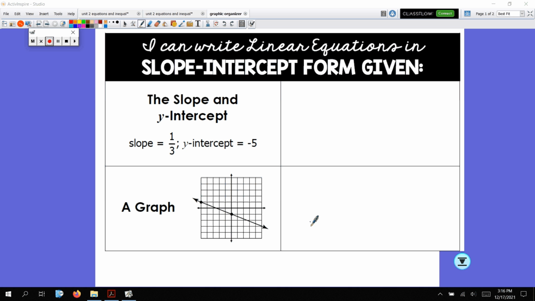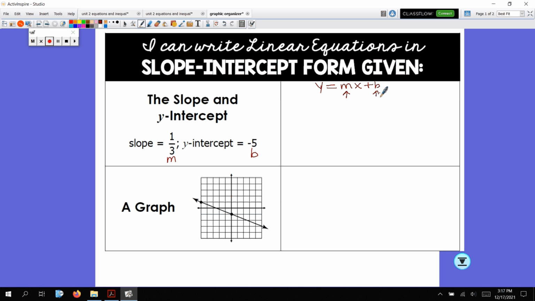So remember, y equals mx plus b, where m is the slope and b is the y-intercept. In the first little block, it says the slope and y-intercept are already given. Here is the slope. That means this is my m. Here is the y-intercept. This is my b. I just plug both of those numbers in for m and b.